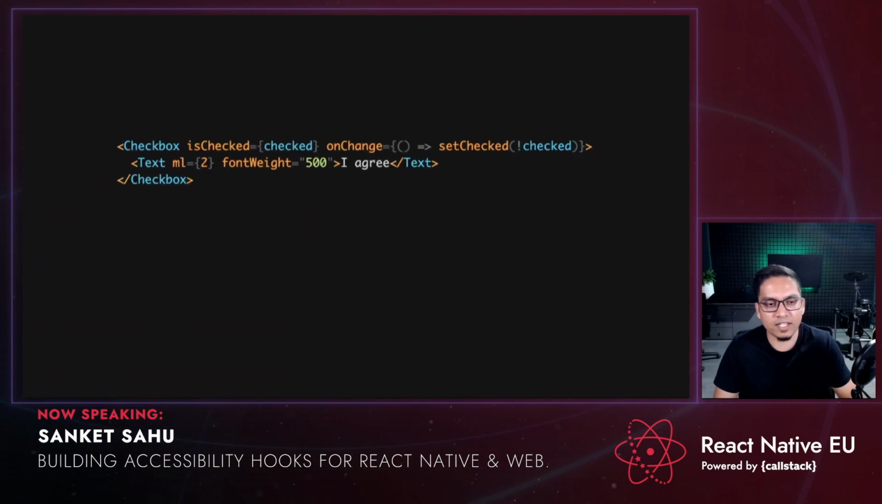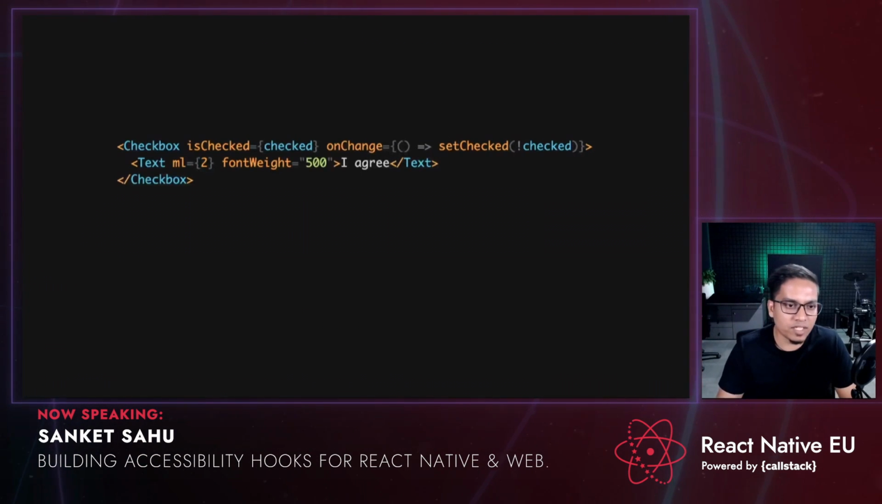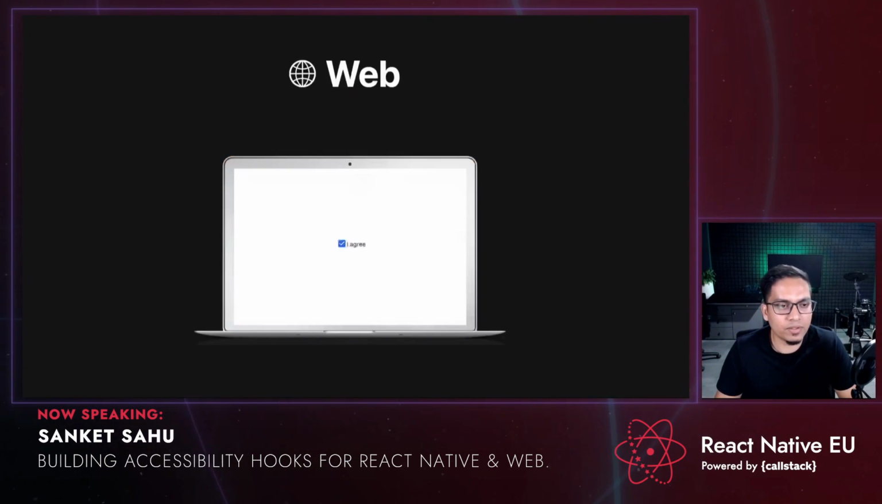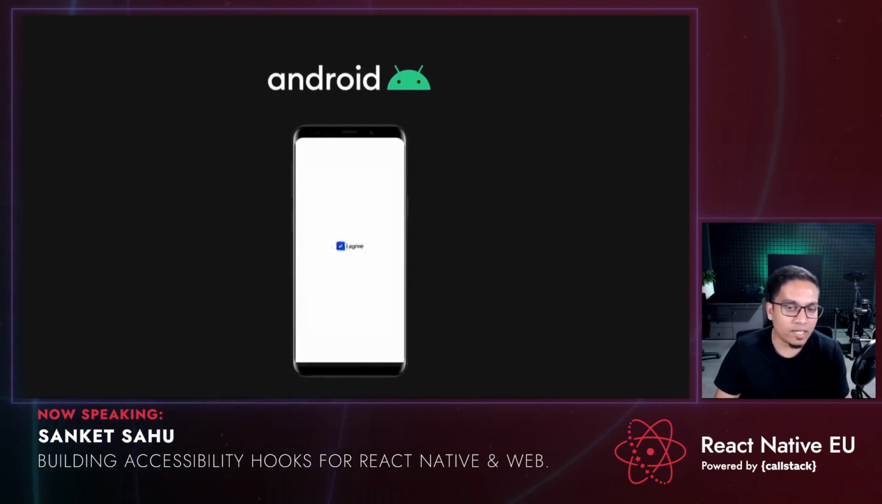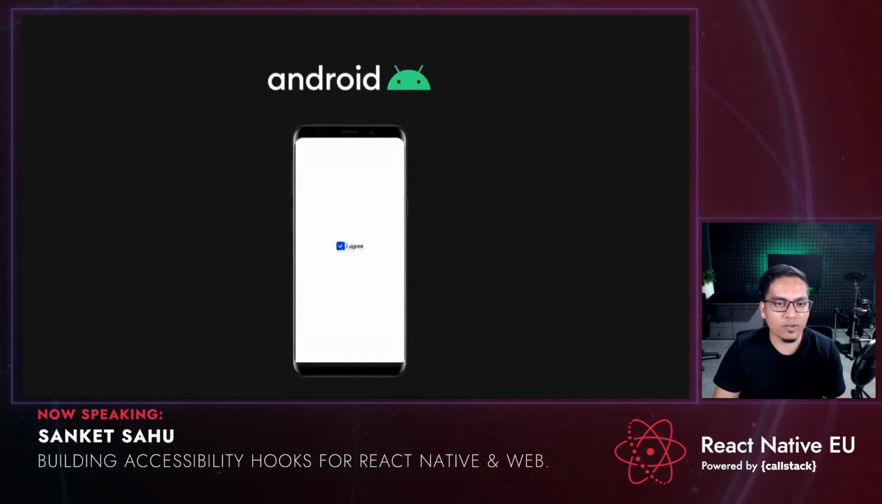It takes an isCheck prop, and it has onChange handlers that update the check value, and then it has text inside it that says I agree. So to build this and to make it look the same on web, iOS, and Android, without losing the capabilities of the native accessibility on all these platforms, how can we do it?